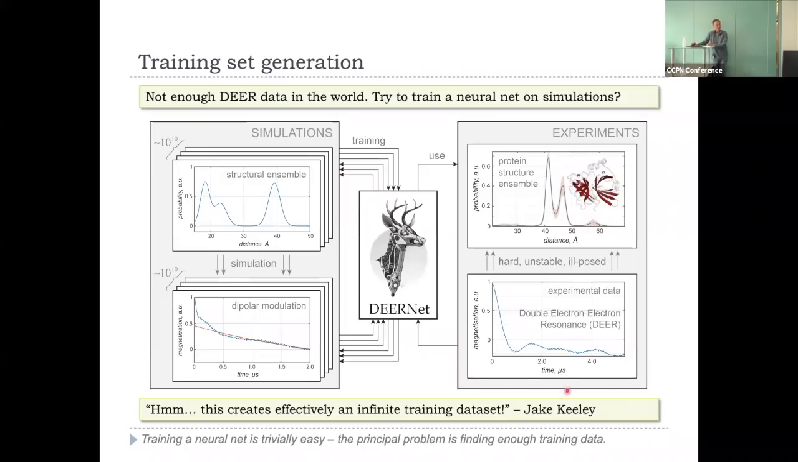Now, Jake pointed out when we started all of that, effectively this creates an infinite training database and actually removes the under-training problem because the amount of synthetic data you can generate is unlimited. I would point out here that training a neural network is trivially easy. It's a glorified least squares problem. The principal problem all over machine learning is finding enough training data. And here, thankfully, because we can simulate magnetic resonance so well by now, that is not a problem.